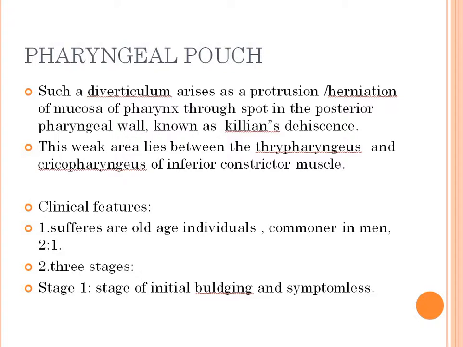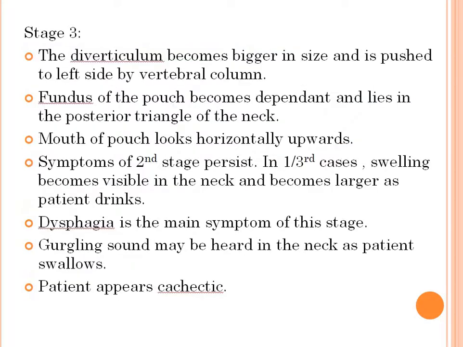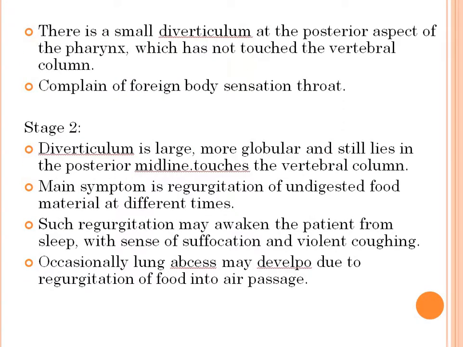There are 3 stages. Stage 1 is the stage of initial budding and is symptomless. There is a small diverticulum at the posterior aspect of the pharynx which has not touched the vertebral column. Complaint of a foreign body sensation in the throat. Stage 2: the diverticulum is large, more globular and still lies in the posterior midline. It touches the vertebral column. The main symptom is regurgitation of undigested food material at different times.